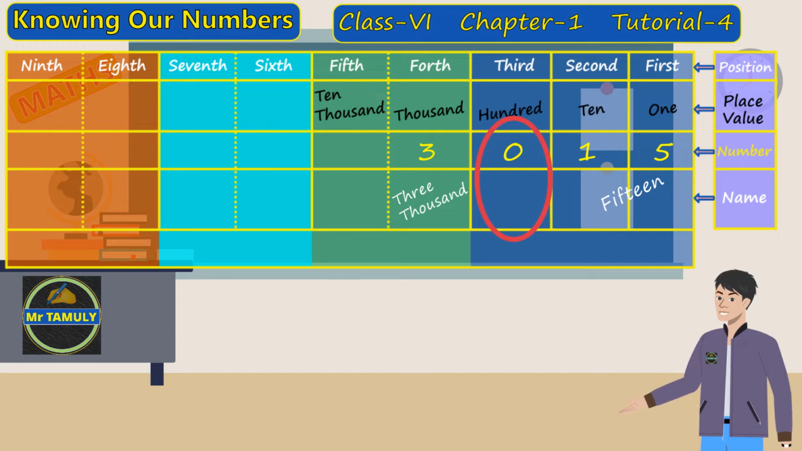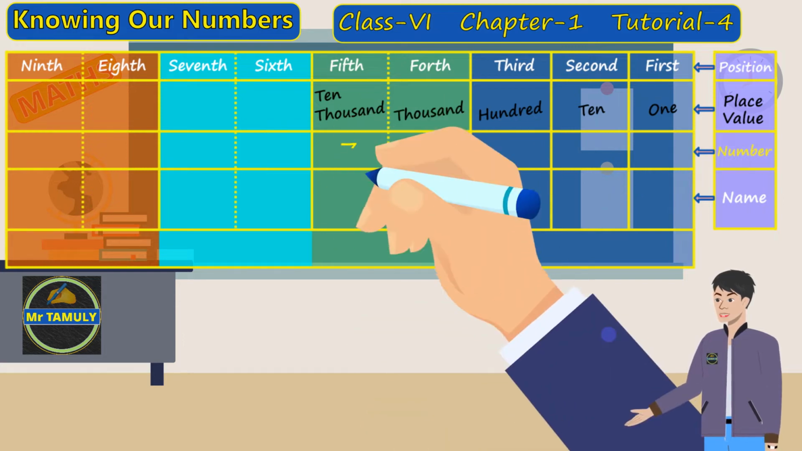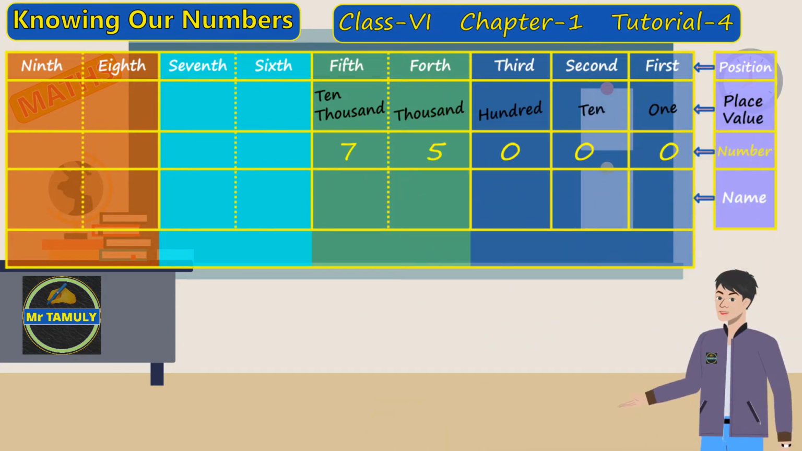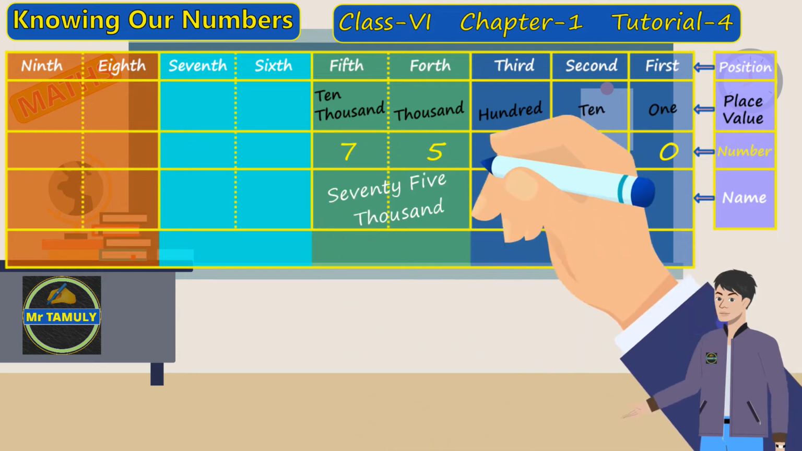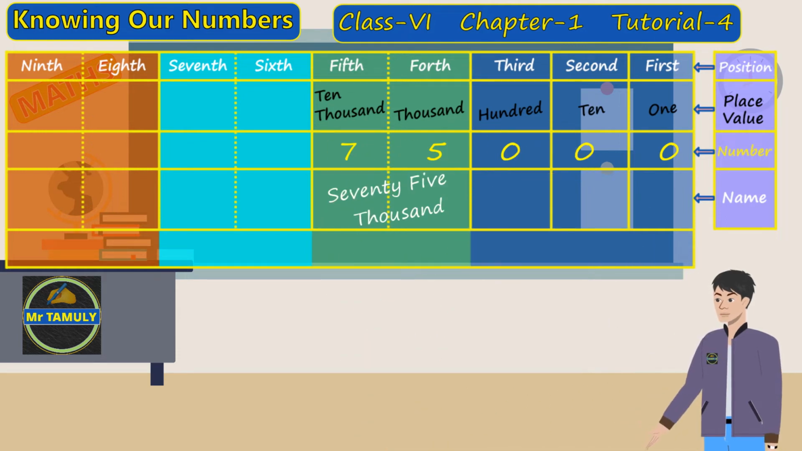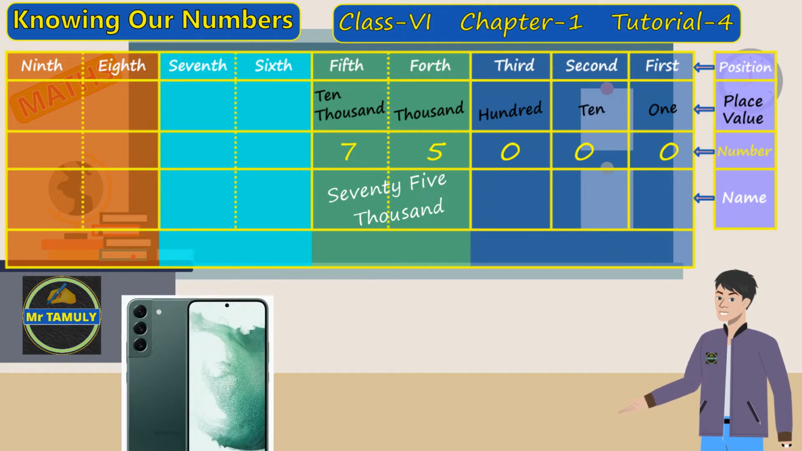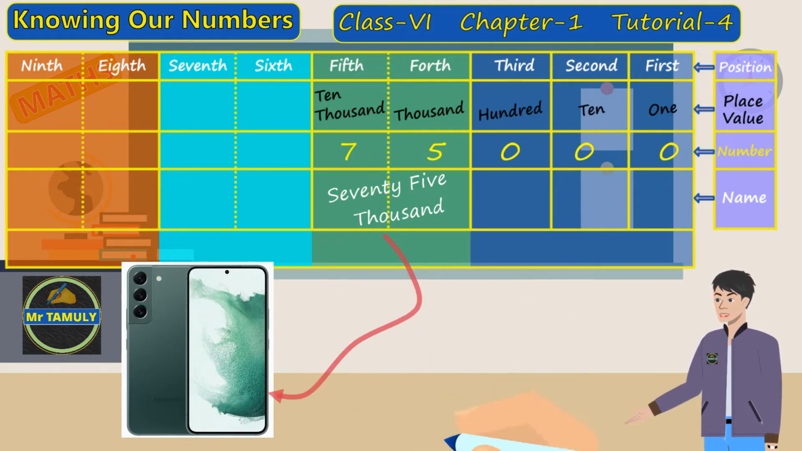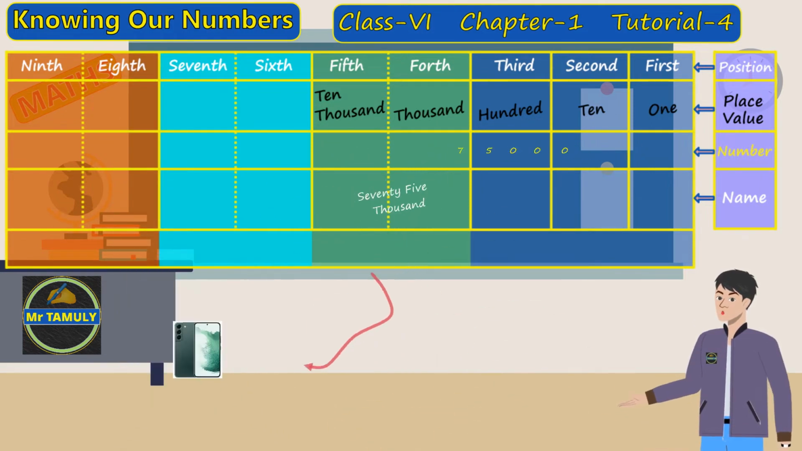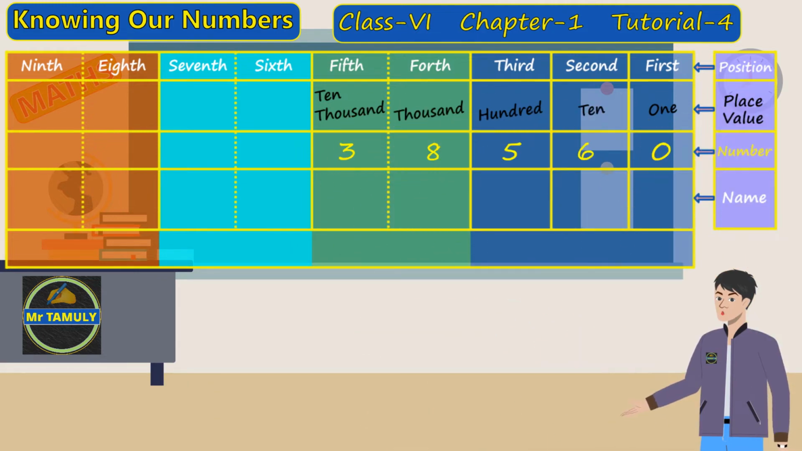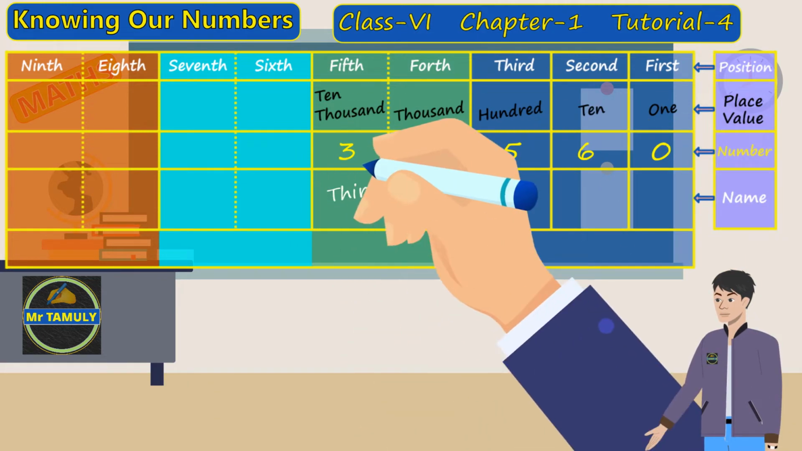We shall now take a 5-digit number. The number is 75000. Name of this number is 75,000. With 75,000 rupees you would be able to buy a very high quality smartphone. Let's take another 5-digit number, 38560. And its name is 38,560.